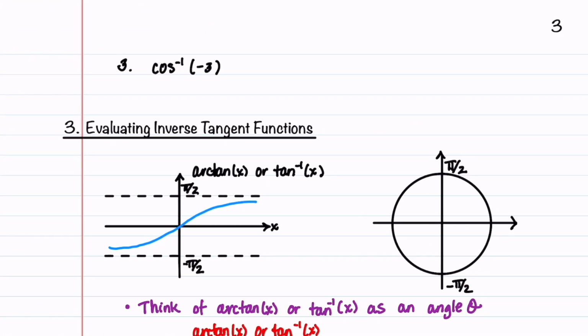The last inverse cosine example we'll evaluate is inverse cosine of -3. We'll make a note that -3 is not in the interval from -1 to 1, so that tells us that inverse cosine of -3 is undefined.